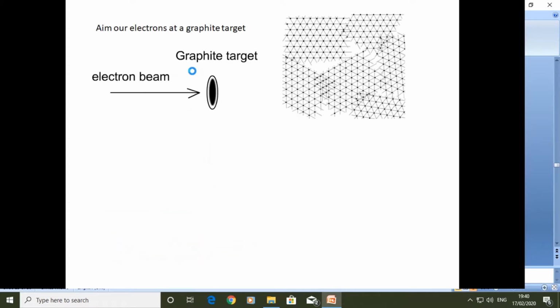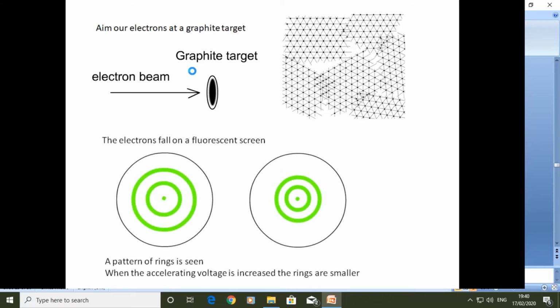Now, we can fire this cathode ray at a graphite target. Graphite is layers of carbon atoms, this hexagonal pattern of carbon atoms, lots and lots of little crystals. It behaves like a diffraction grating, and we get a pattern, as you would with a diffraction grating. We get maxima at certain angles. A pattern of rings is seen. And if we turn up the accelerating voltage, then the rings get smaller.